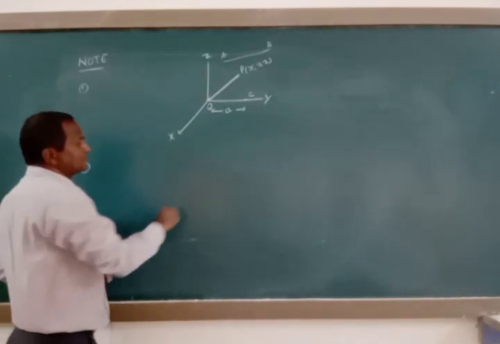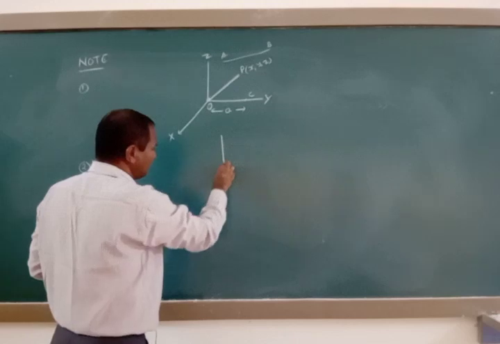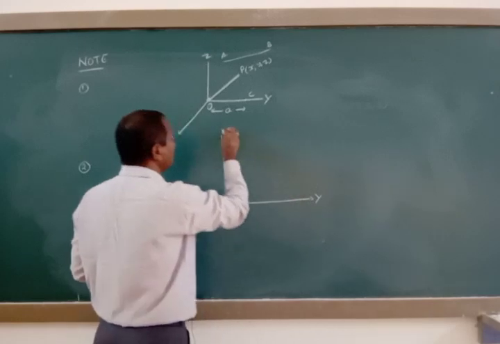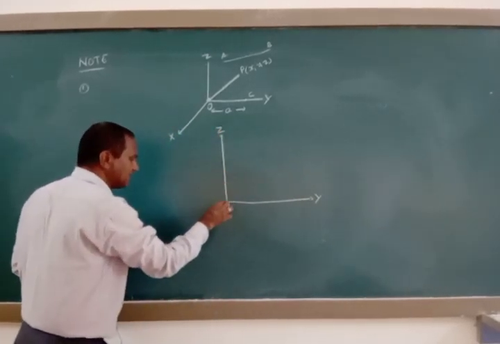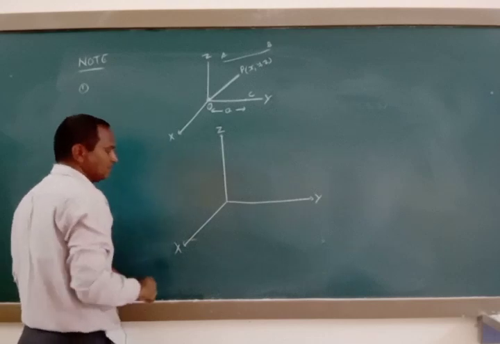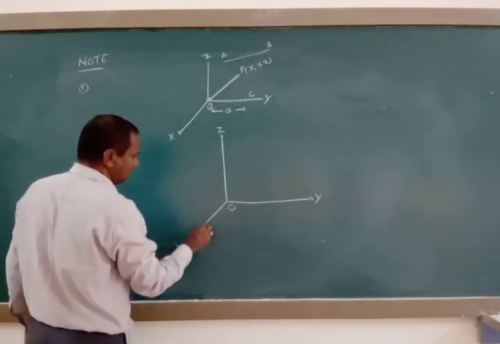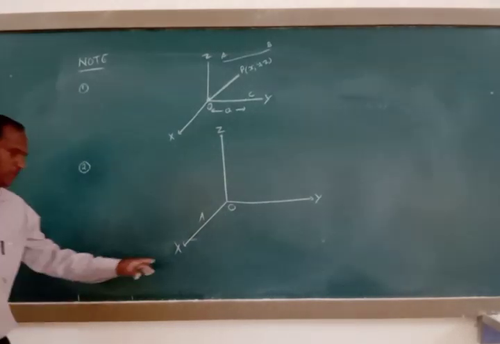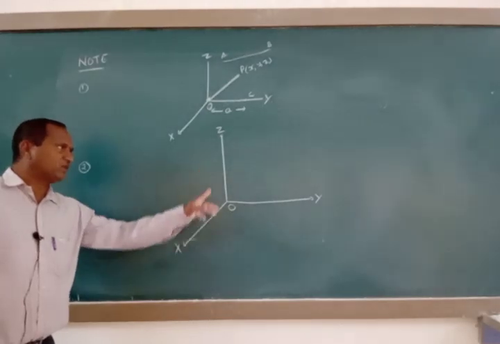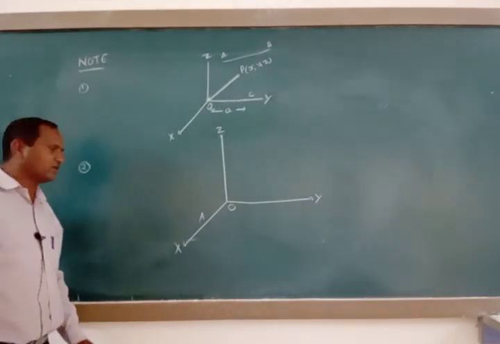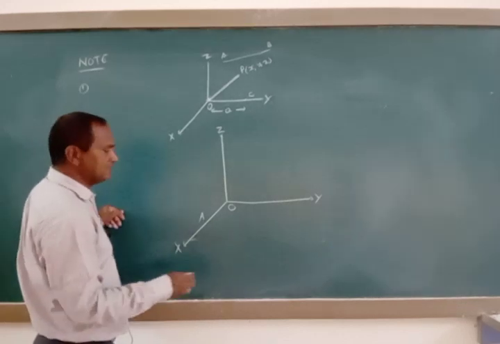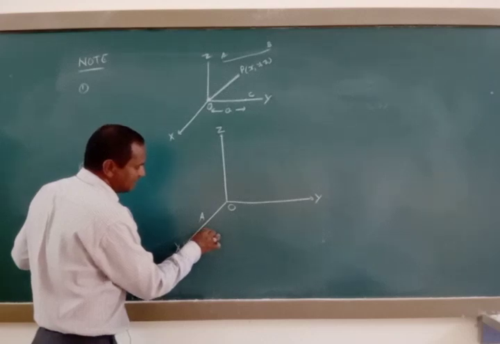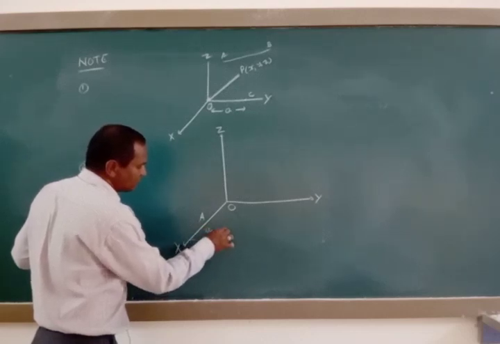If any point lies on the x-axis, how are its coordinates written? For example, here A lies on the x-axis. That means we will not get the values of y and z, so the remaining values of y and z become 0. Finally we can write the coordinates of A as (a, 0, 0).